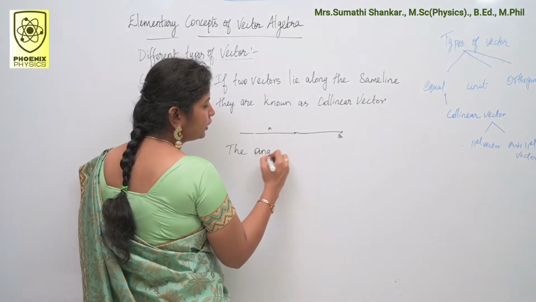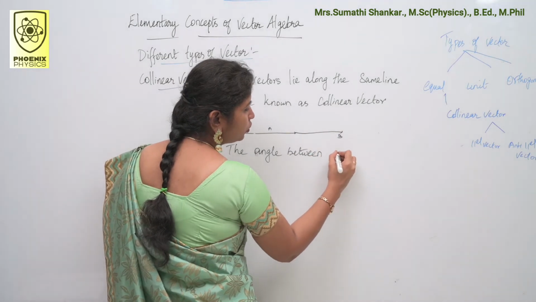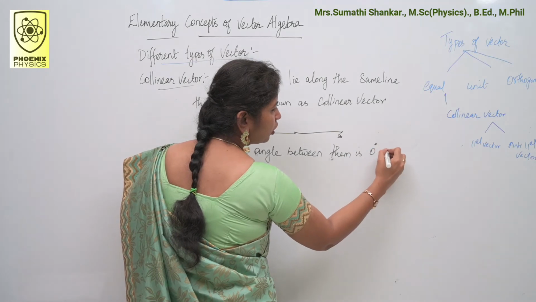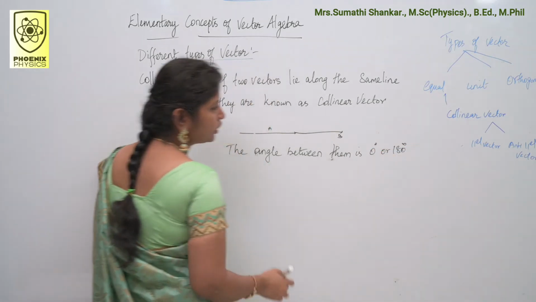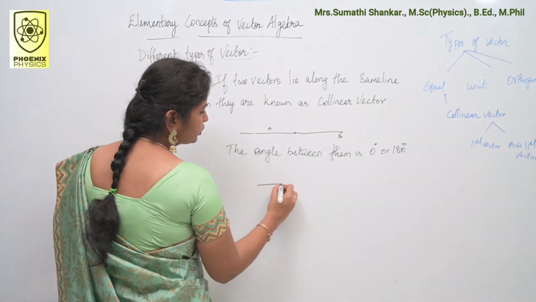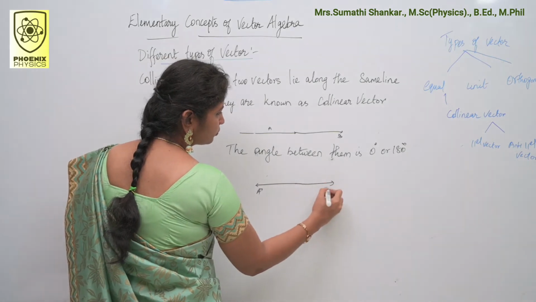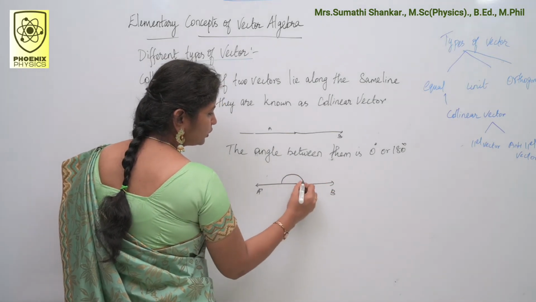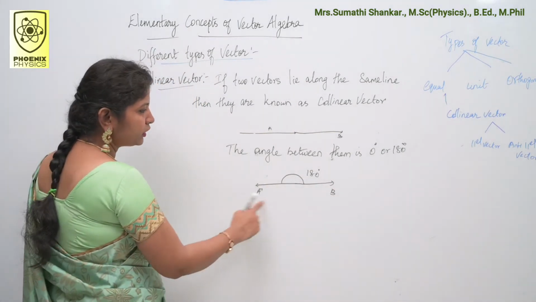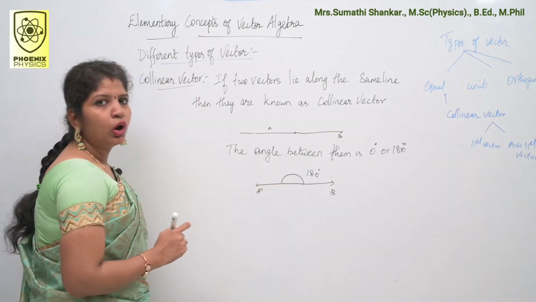The angle between them is 0 degree or 180 degree. So here the angle is 0 degree. Suppose A vector is like this and B vector is like this, means the angle is 180 degree. Here both the vectors are in opposite direction. Here the angle between them is 180 degree.